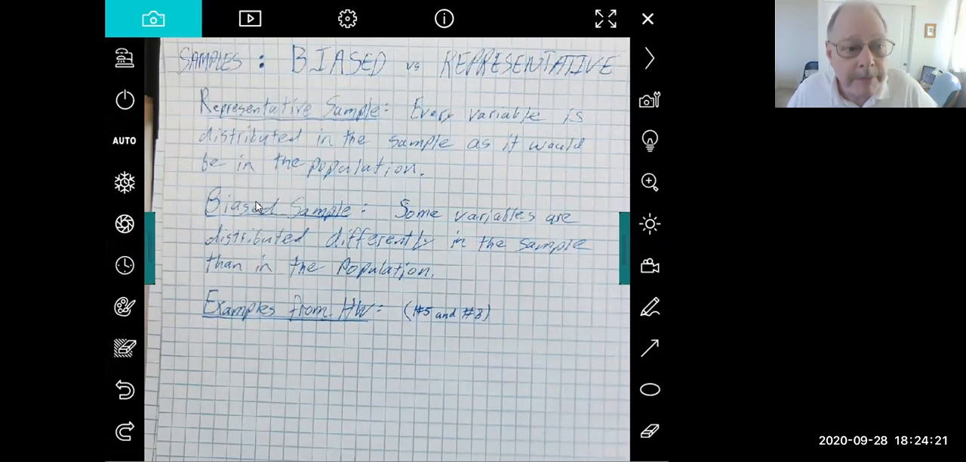Now, a biased sample is just not that. It's some variables that are represented are differently distributed in the sample than they would be in the population. So you get the wrong proportion of left-handed people, for example.